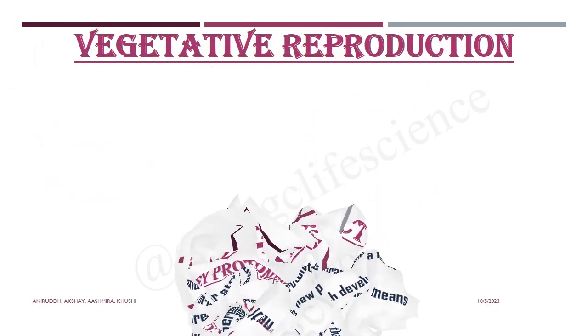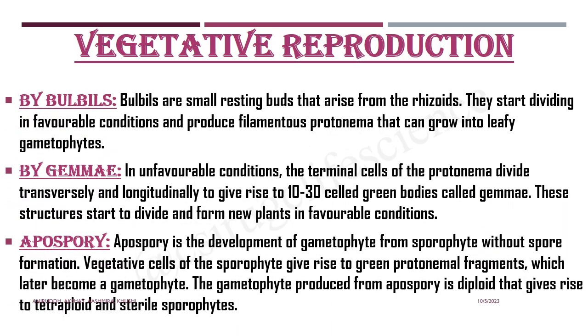By bulbils. Bulbils are small resting buds that arise from the rhizoids. They start dividing in favorable conditions and produce filamentous protonema that can grow into leafy gametophytes.